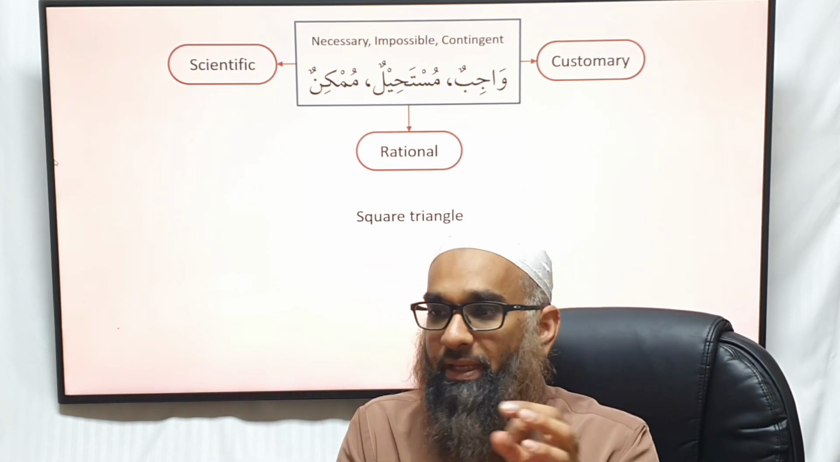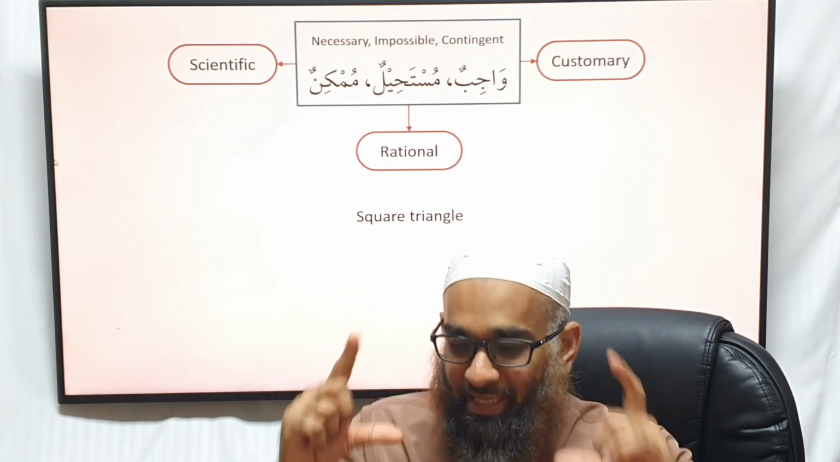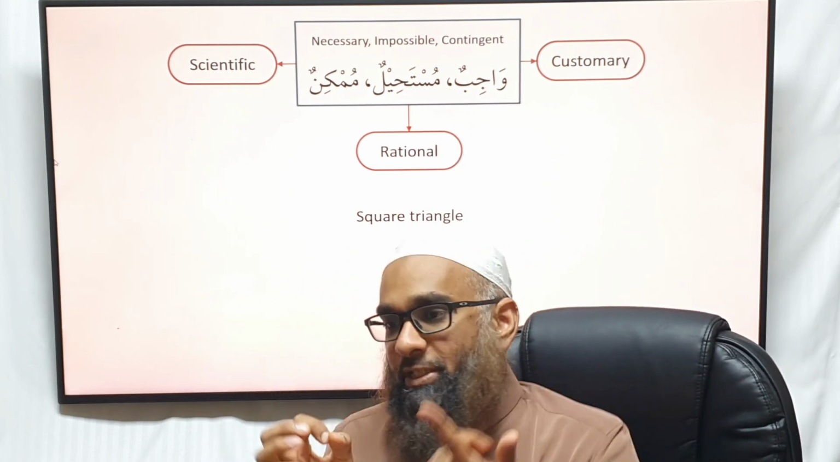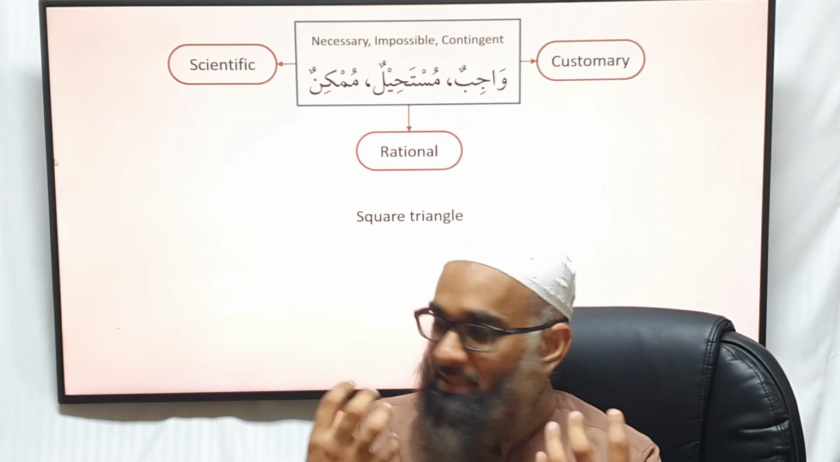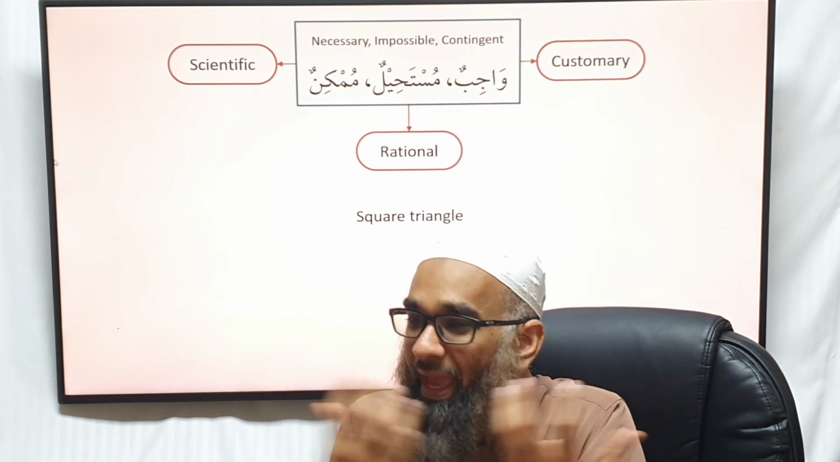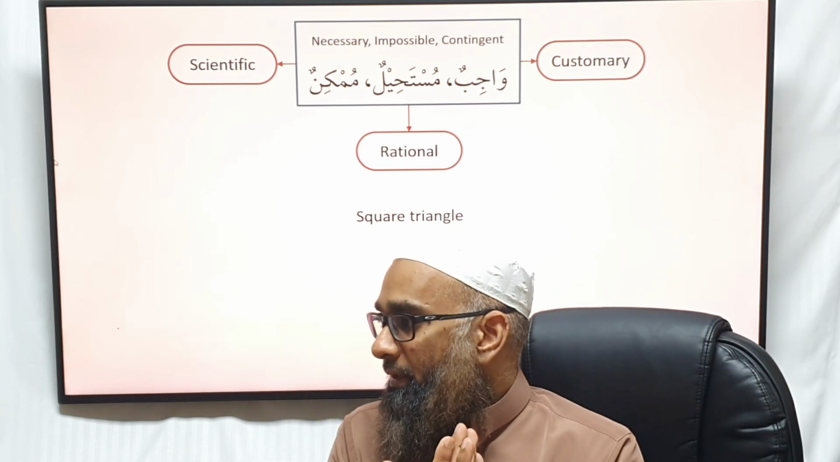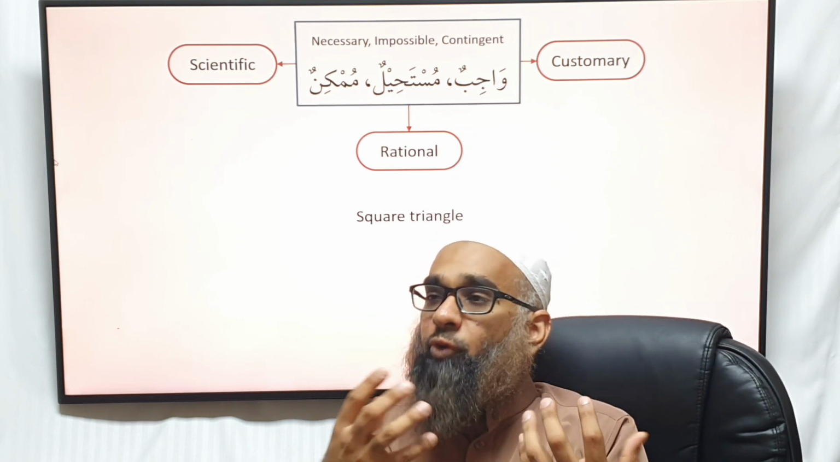Yes? And rational impossibility is illogical by definition. A square means something has 4 equal sides, and a circle means it doesn't have any edges. So these two things don't exist together rationally. You can't have contradictory things together.